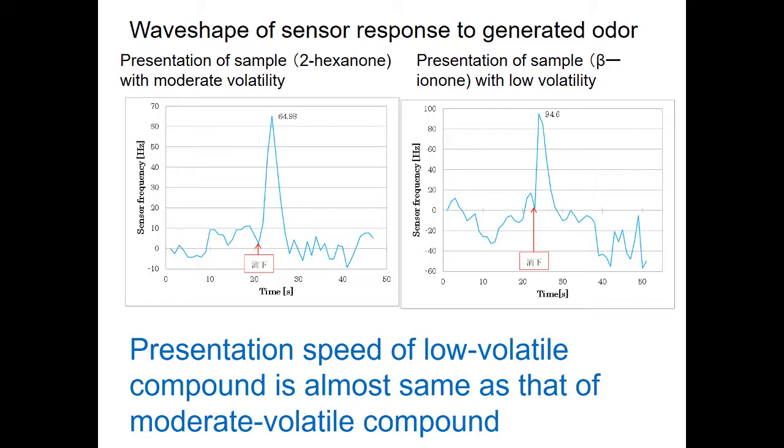But when we use this device, the sensor response occurs rapidly here. This is the 2-hexanone case. This is the beta-ionone case, with almost similar sensor response. So the presentation speed of low volatile compounds is almost the same as that of moderate volatile compounds.